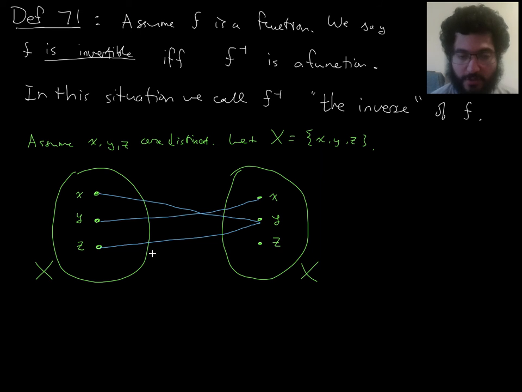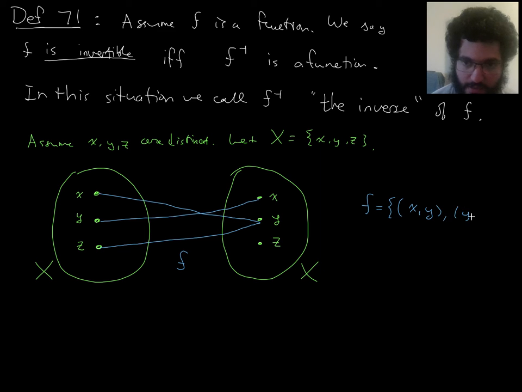This is definitely a function, right? Remember, for it to not be a function in the picture, you would have to see a situation like this, a picture like this on the left side, right? Looks like this is a function. So here, if this is f, this is the list of pairs. It consists of x, y, y, x, and z, y.